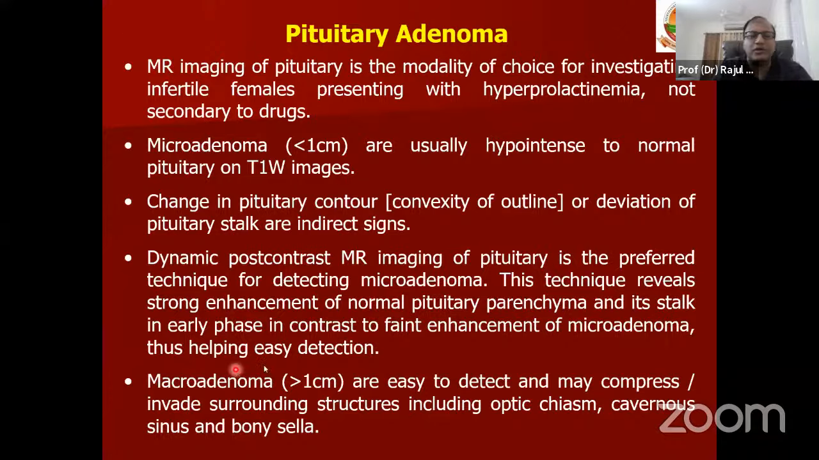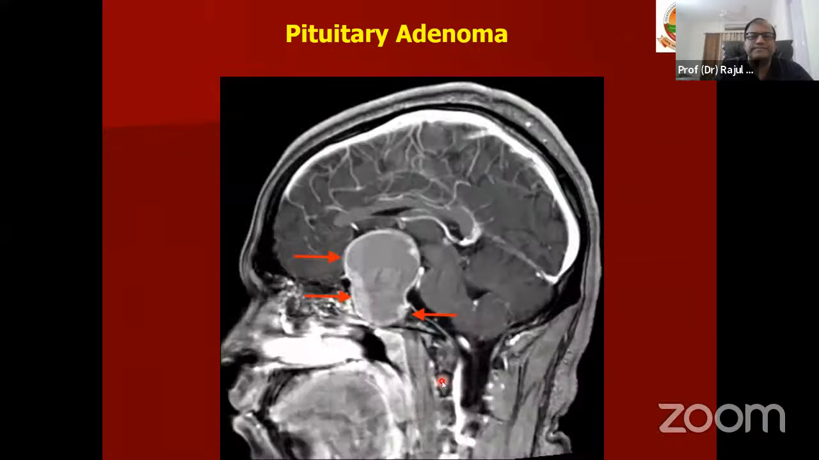So microadenoma will be seen as a small non-enhancing or hypointense lesion within the enhancing pituitary when a dynamic post-contrast imaging is done. Macroadenomas are very easy to detect, and they can be seen to invade other structures like the optic chiasm, cavernous sinus, and the bony sella.